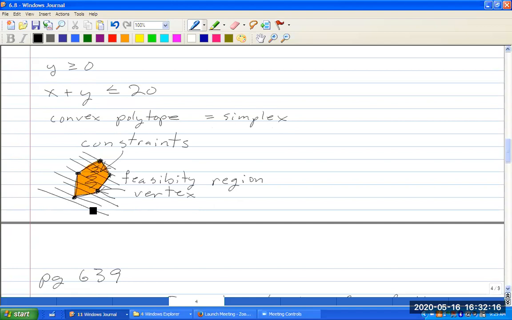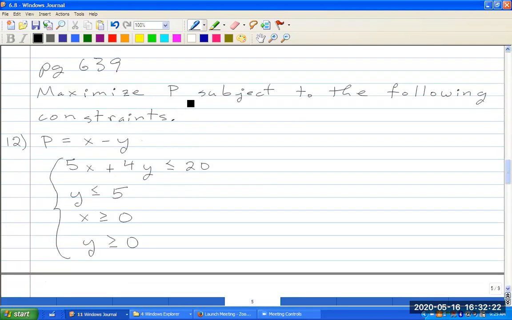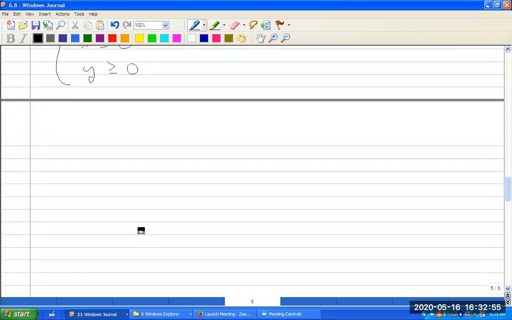On page 639, maximize P subject to the following constraints. Problem number 12. P is equal to x minus y. That's your objective function. You're subject to a whole bunch of constraints: 5x plus 4y less than or equal to 20, y less than or equal to 5, x greater than or equal to 0, y greater than or equal to 0. Okay, so let's first try to draw the feasibility region.